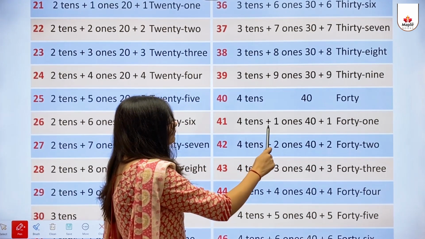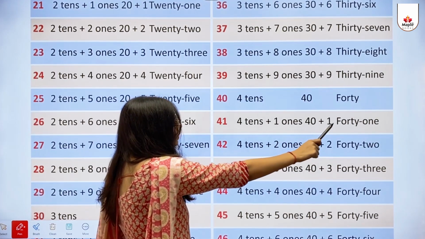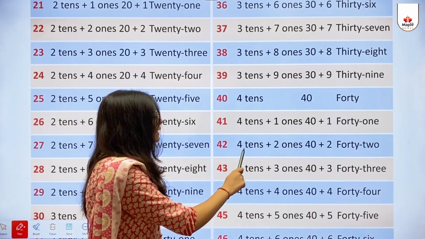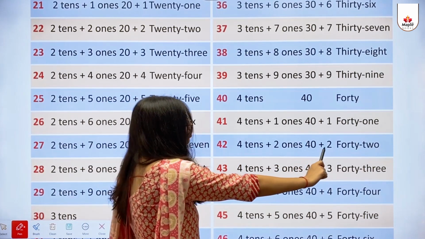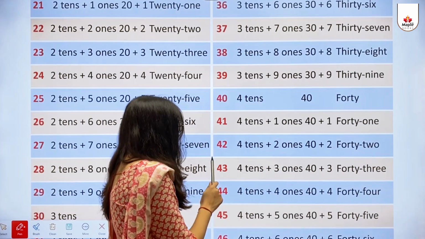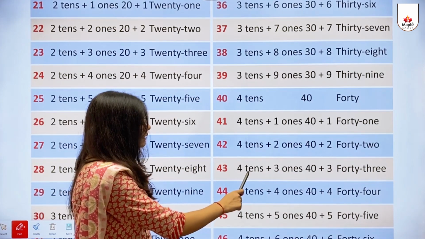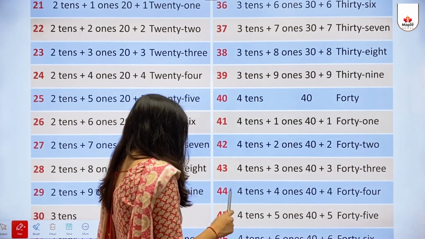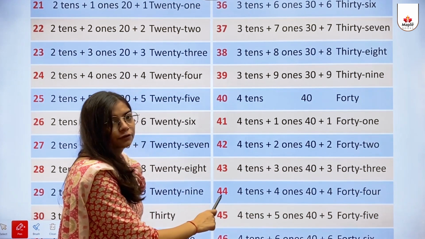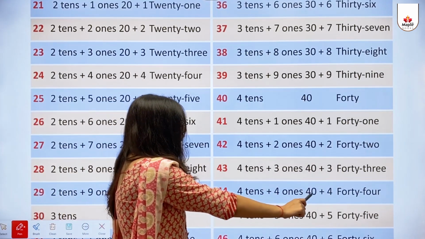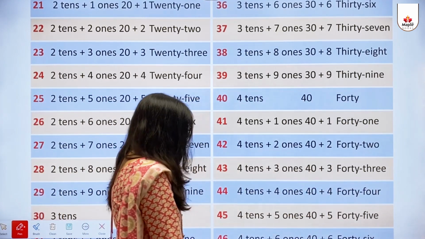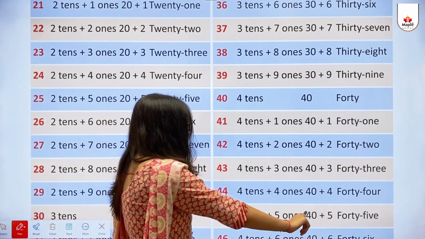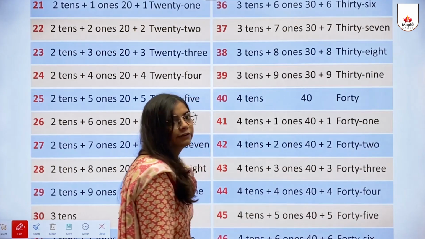41, 4 tens plus 1 one, 40 plus 1, 41. 42, 4 tens plus 2 ones, 40 plus 2, 42. 43, 4 tens plus 3 ones, 40 plus 3, 43. 44, 4 tens plus 4 ones, 40 plus 4, 44. 45, 4 tens plus 5 ones, 40 plus 5, 45.